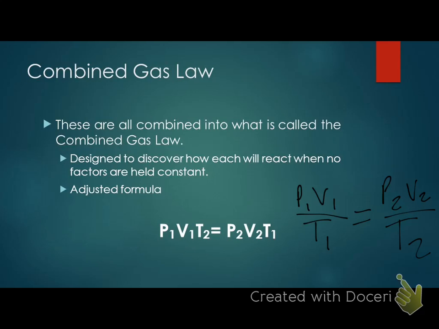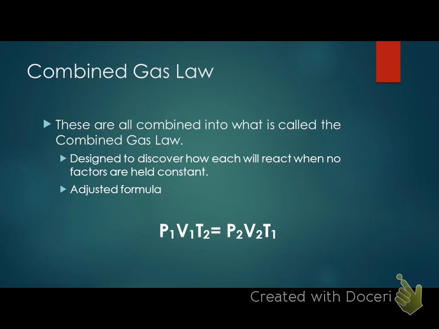Now, it's been written this way with all the cross multiplication done ahead of time, because it tends to make it a little bit easier for people to work with and to remember what they're going to do and not to get confused too much. But this is, again, called the combined gas law.